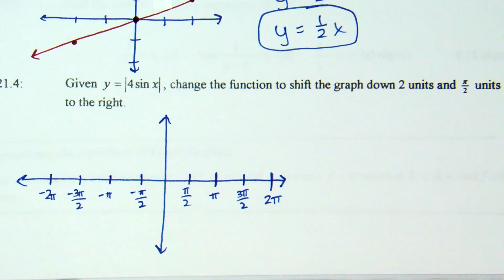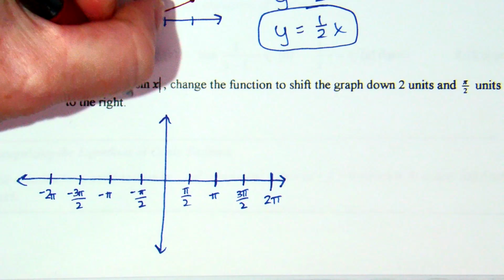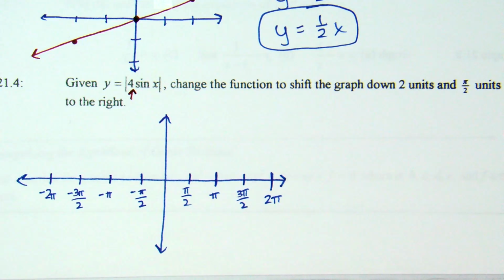What's that 4 going to do? It's not the center line. Amplitude. The center line would be a number added or subtracted onto this. Okay, so this is the amplitude, which basically says instead of going up and down to 1, we're going to go up and down to 4.